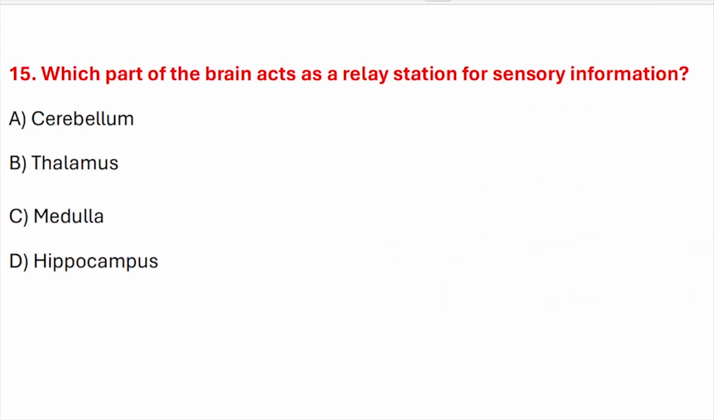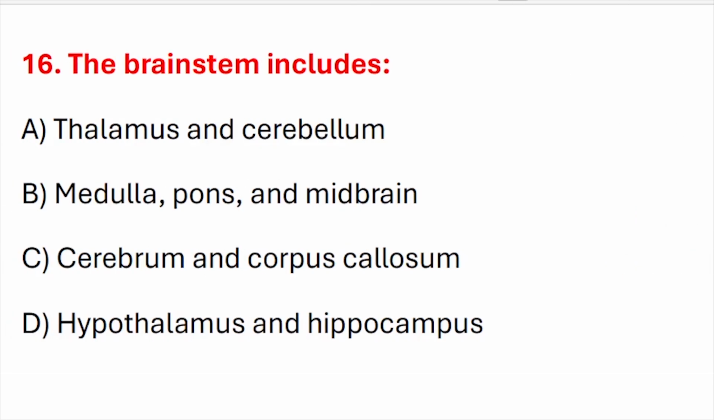Question number 15. Which part of the brain acts as a relay station for sensory information? Correct answer is option B, thalamus. Question number 16. The brain stem includes? Correct answer is option B, medulla, pons and midbrain.